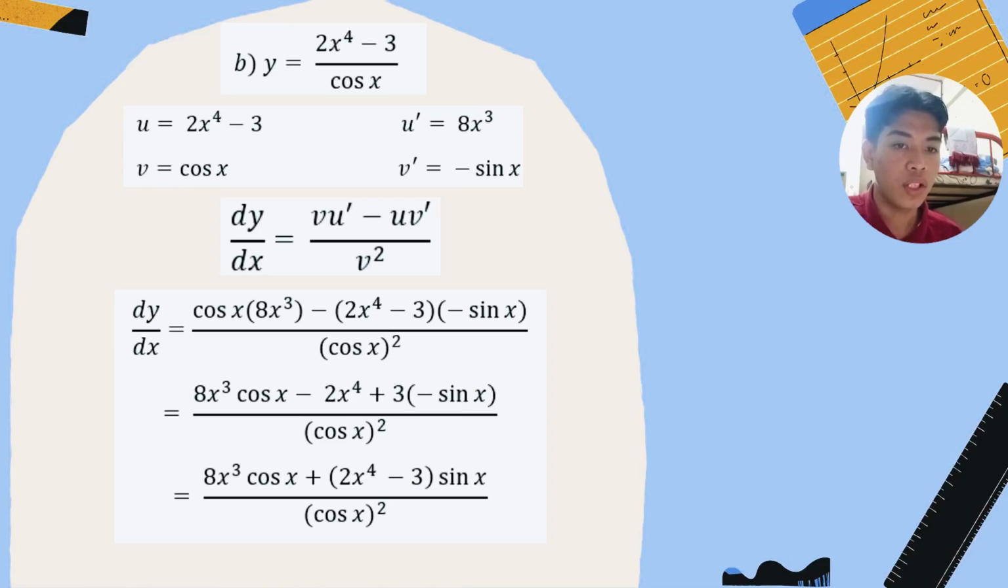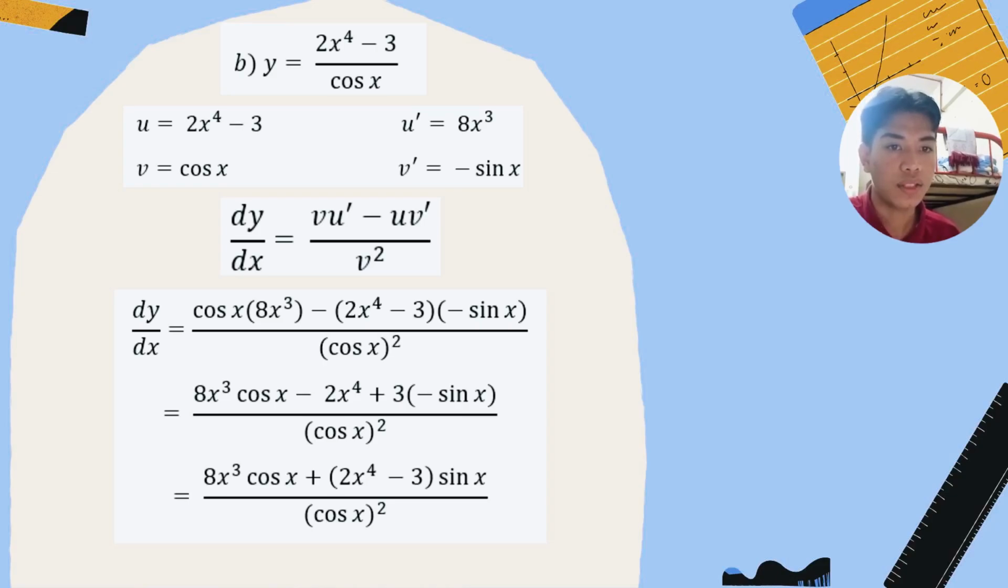And for the denominator, we got v equal to cos x, and as we all know from our trig derivative rules, the derivative of cosine is negative sine, so v prime equal to negative sine x. For the second step, let's carefully substitute our terms into the formula (vu' - uv') divided by v squared, which gives cos x multiplied by 8x to the power of 3, minus (2x to the power of 4 minus 3) multiplied by negative sine x, divided by cos x squared.